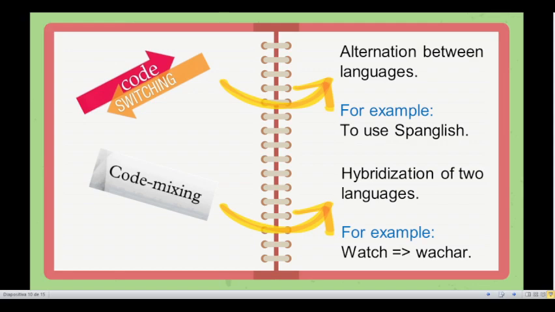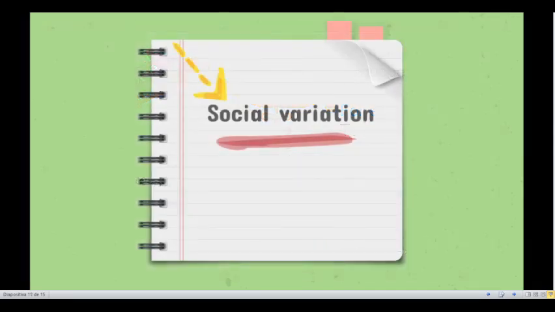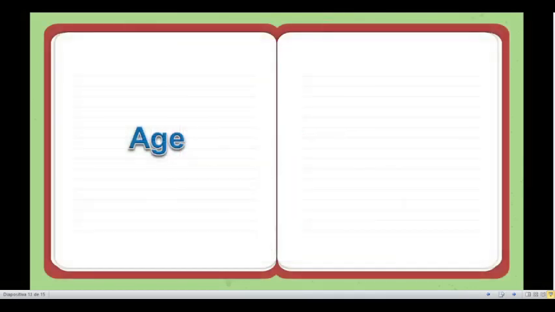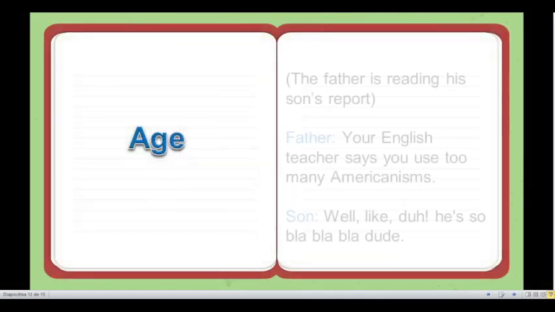Now let's continue with social variation. Let's see what it means. It is language variation in practice. There are three kinds of social variation. The first one, age. Let's see an example.